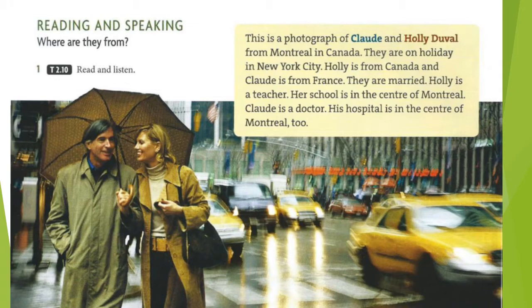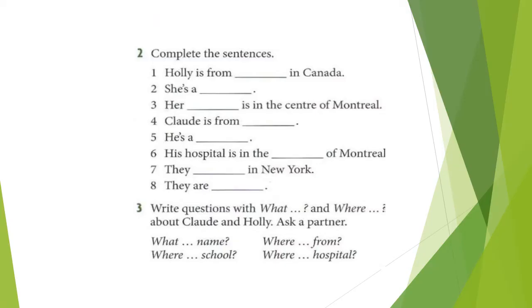The next slide we have questions, so we will try to answer the question. 2. Complete the sentences. 1. Holly is from blank in Canada. So the answer is Holly is from Montreal in Canada. 2. She is a blank. So the solution is she is a teacher.